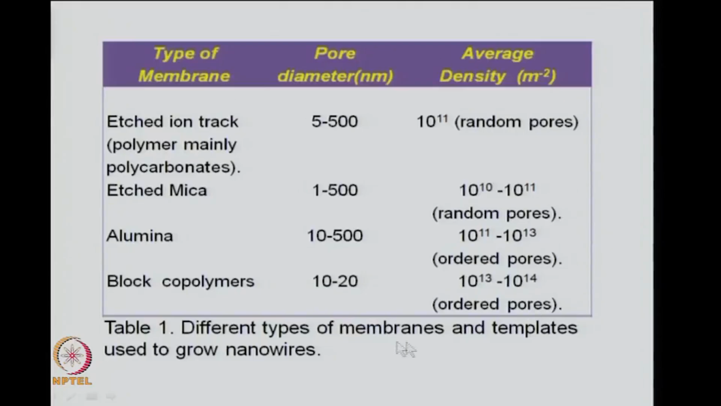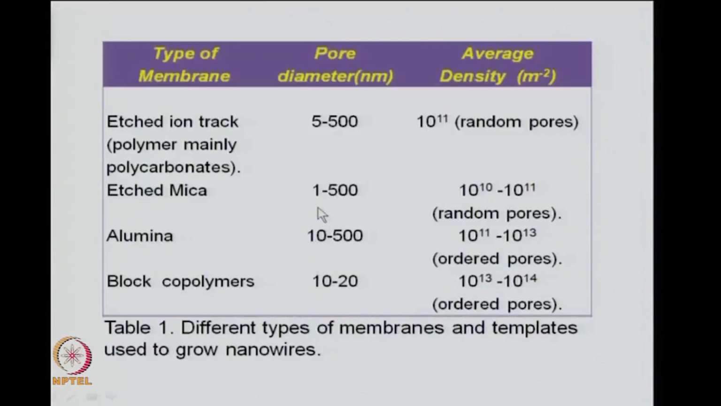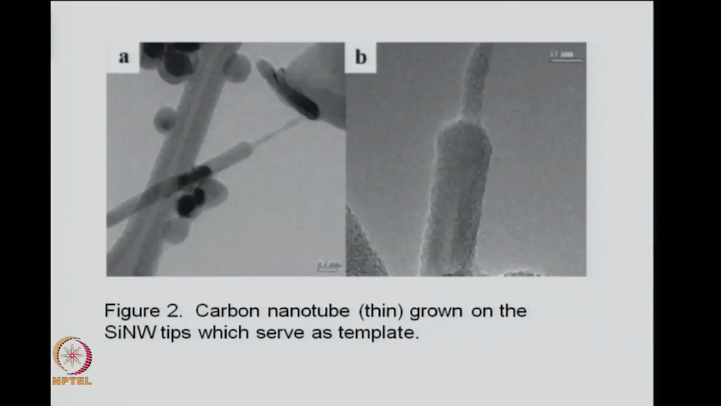So, these are various types of membranes and templates which are used to grow nanowires within these pores. So, you can see you can generate from around 1 nanometer diameter up to 500 nanometer diameter wires, and many wires you can generate, of the order of 10 to the power 10 to 10 to the power 13, depending on which methodology you use to grow these nanowires in these templates.